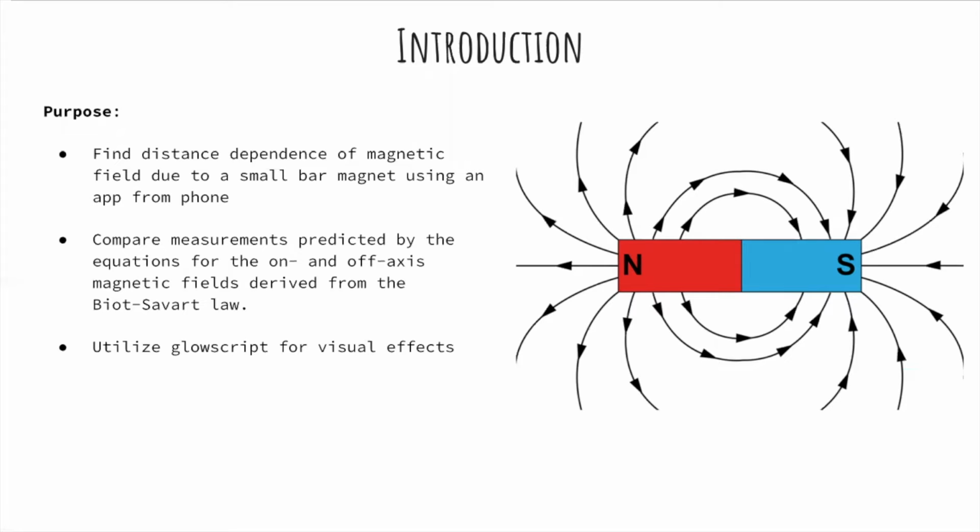And we would then compare the measurements to those predicted by the equations for the on- and off-axis magnetic fields that would be derived from the Biot-Savart law. We would then utilize GlowScript for the visual effects, and we will see that later on in the lab.